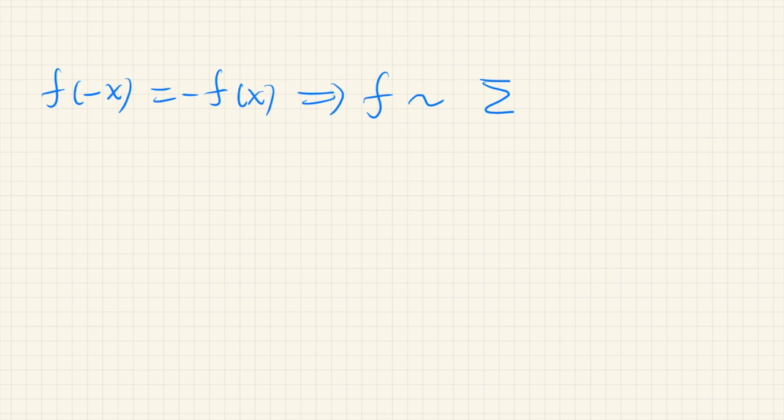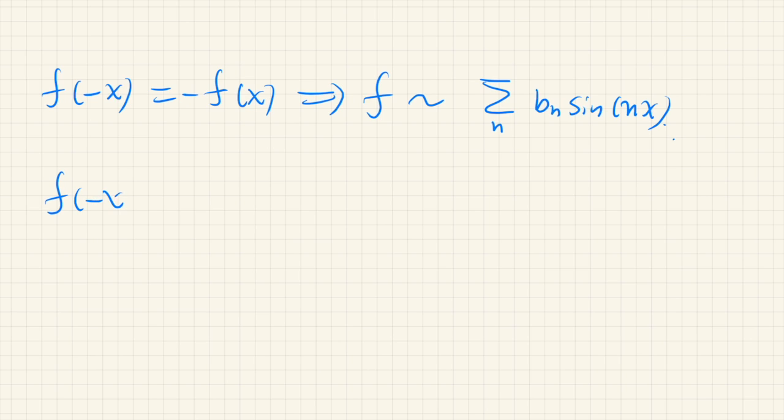In this video, we study Fourier cosine series and Fourier sine series. That is, if a function is an odd function, that is f of negative x is equal to negative f of x, then its Fourier series contains only the sine terms. That is something like this. So this is called a Fourier sine series.